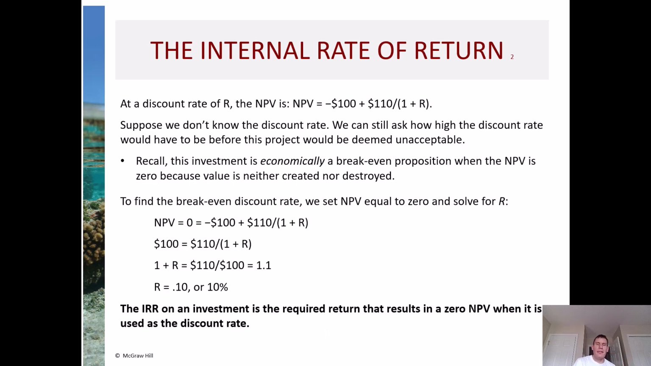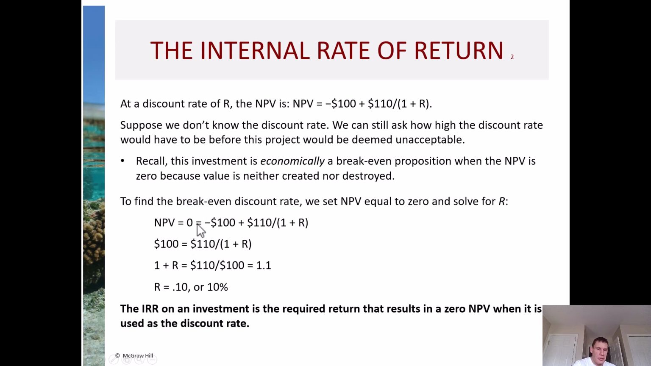So at a discount rate of R, the NPV is just subtract the 100 that we're investing, add the 110 we're getting back over 1 plus R. But what if we don't know the discount rate? We can still ask how high the discount rate would have to be before this project would be deemed unacceptable. Remember, the investment is at least economically a break-even proposition when the NPV is 0, because value is neither created nor destroyed. We're just hitting that target rate. Nothing more, nothing less.